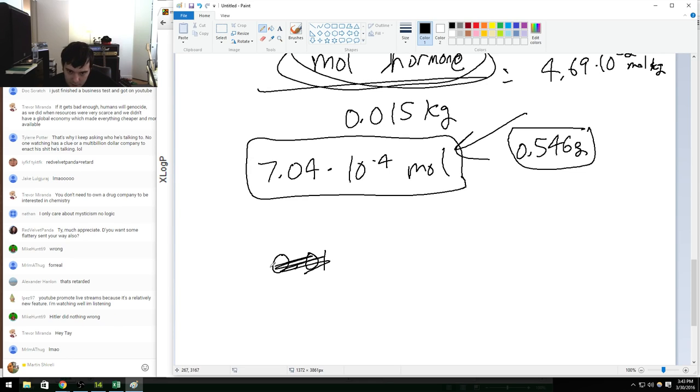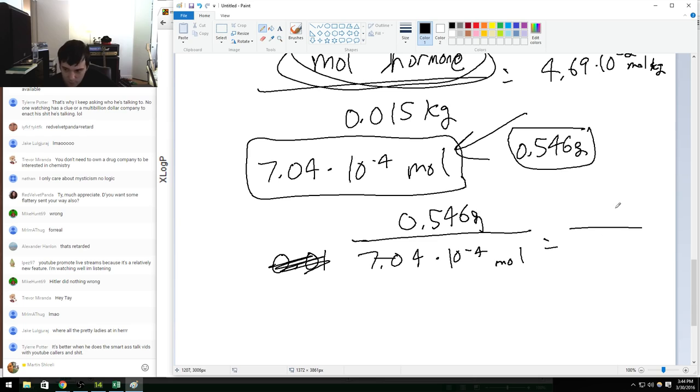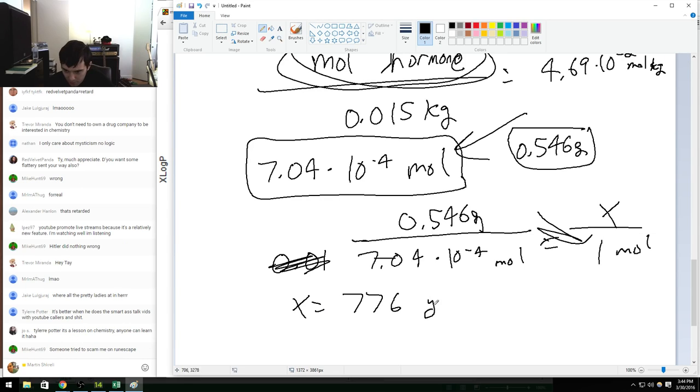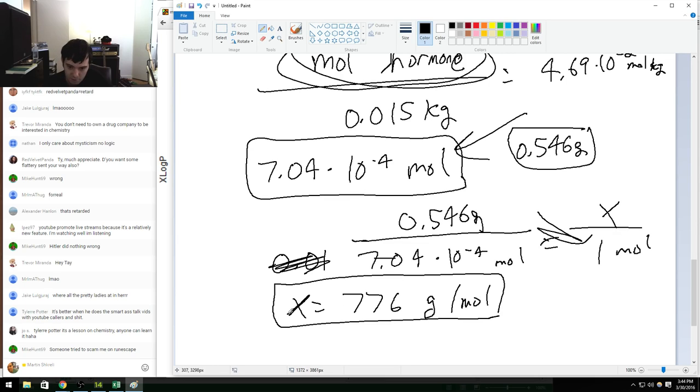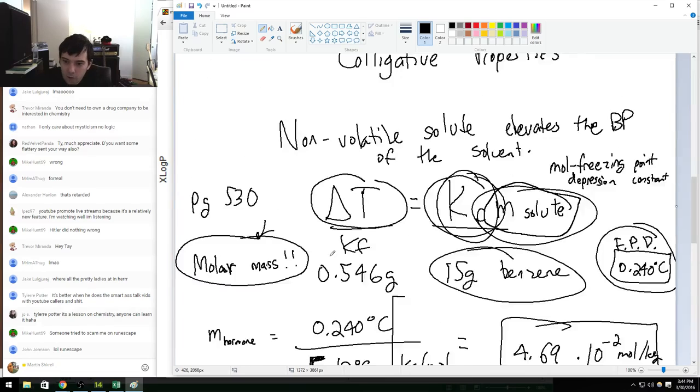So if we set up that equality, 7.014 times 10 to the negative fourth moles is equal to half a gram roughly, and x over 1 mole. We cross multiply, and we find out that x is 776 grams per mole. So it's a lot of mental and arithmetic gymnastics, but it's amazing that we can find the molecular weight through this simple process.